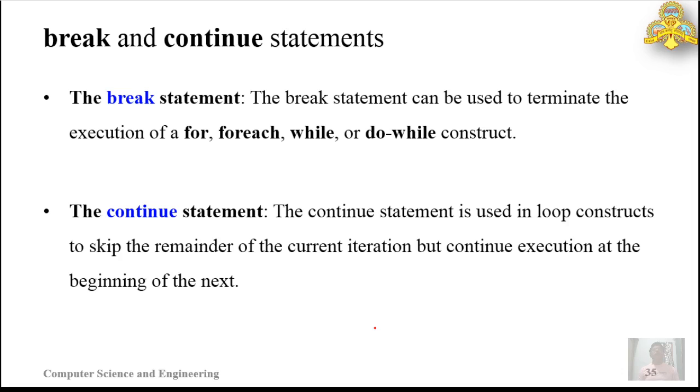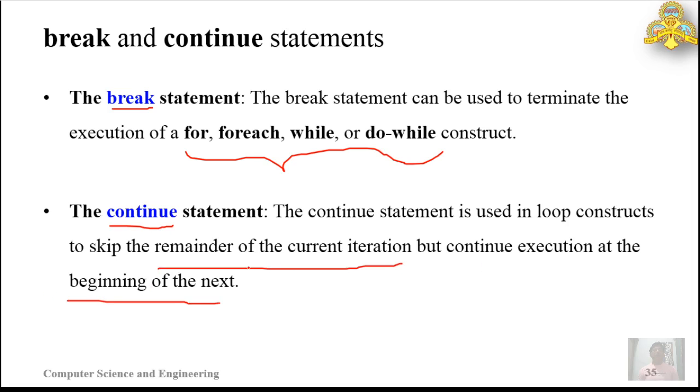Break and continue. You already know break is used to terminate the execution of loop constructs, that is foreach, while and do while. Usually the break statement is linked with an if statement. Continue is again linked with a Boolean expression, that is an if statement, and is used to skip the remainder of the current iteration but continue the execution at the beginning of the loop. So the rest of the statements are ignored and control of execution jumps to the beginning of the loop.